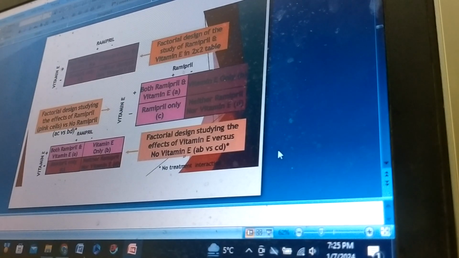Factorial design of the study of ramipril and vitamin E in a 2 by 2 table: ramipril, both ramipril and vitamin E, A. Ramipril only. Vitamin E only, B. Neither ramipril nor vitamin E, D. Factorial design studying the effect of vitamin E versus no vitamin E: AB versus CD.